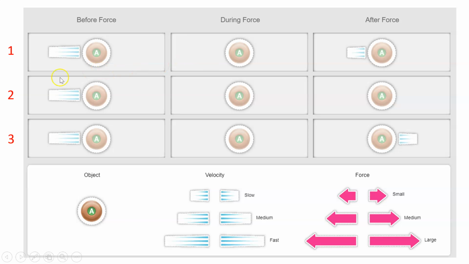Now think about the next row. The object is moving to the right with a medium velocity, but then a force is applied so that the object actually stops moving because we don't see any blue velocity markings. Which force arrow would you draw? What's the size and direction of the force that was applied to cause this change? Again, is it this, this? Which one is it? Take a moment to draw that in right here.